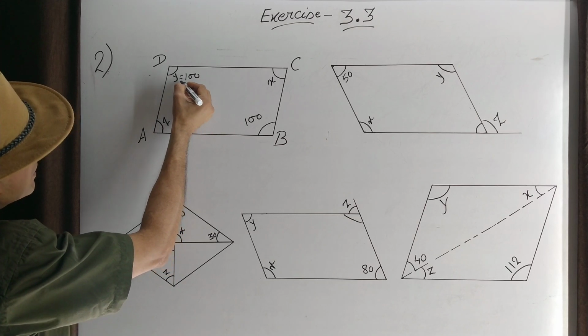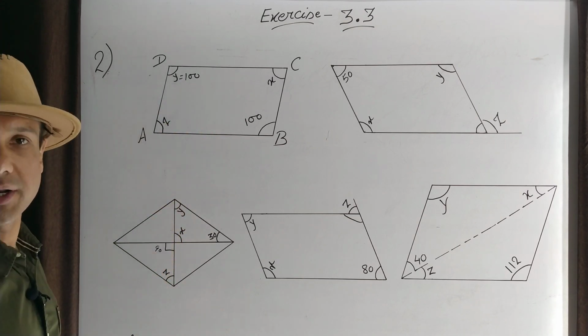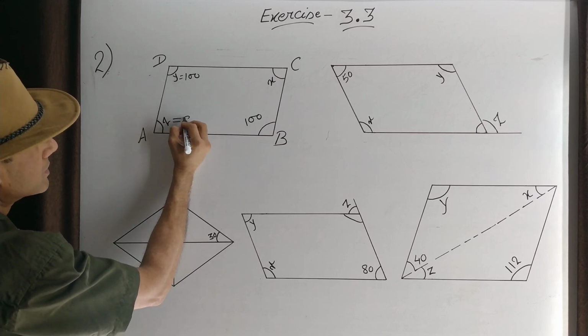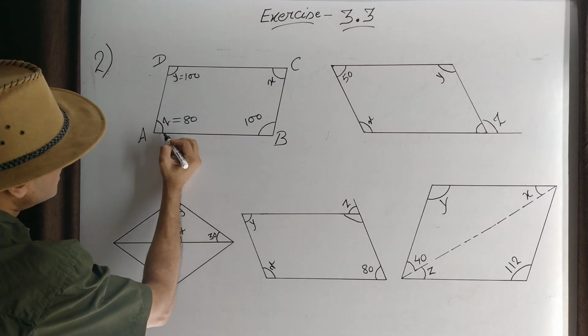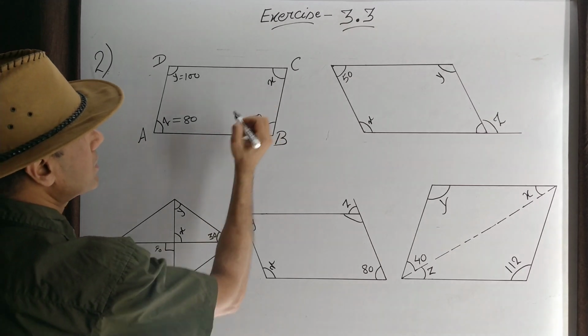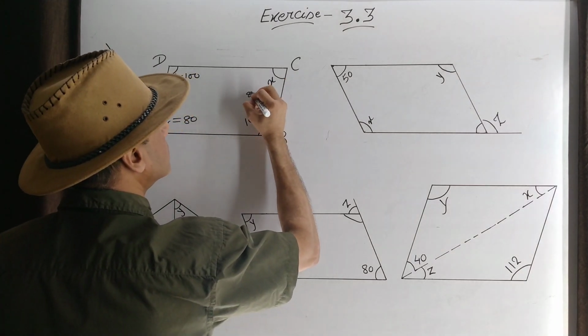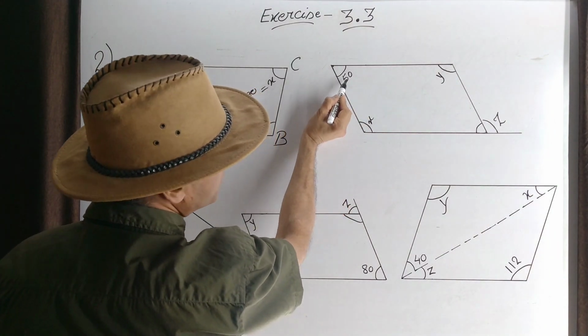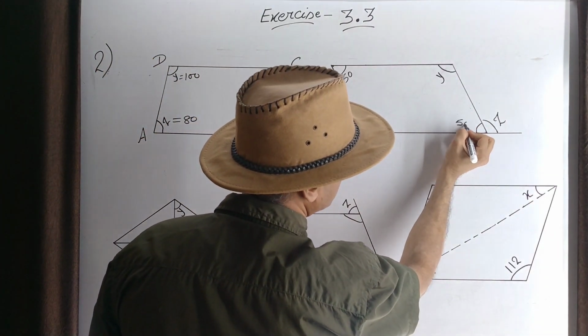If angle y is 100 degrees, y plus z is 180 degrees. So z will be equal to 180 minus 100, that is 80 degrees. If angle z is equal to 80 degrees, x is opposite to it, so this will also be equal to 80 degrees. Clear?